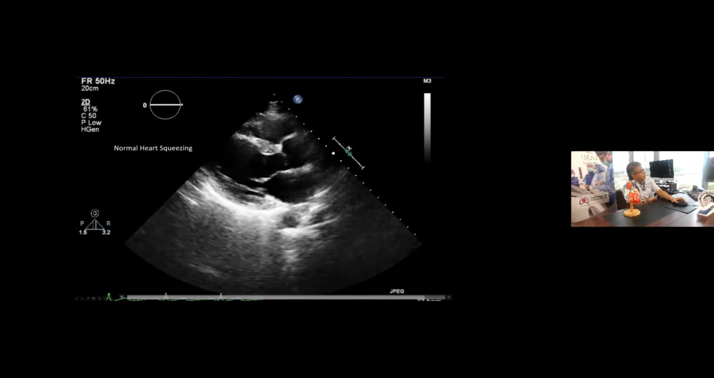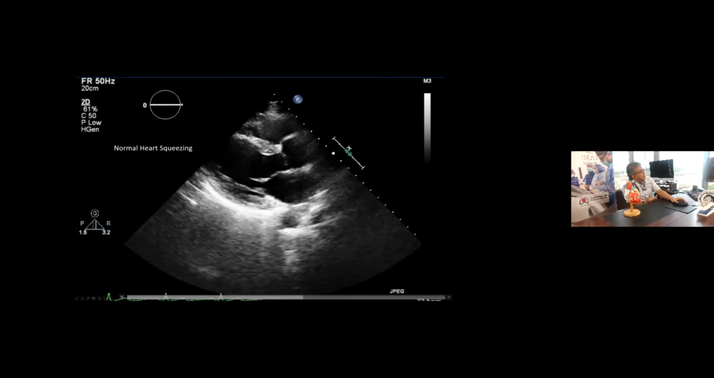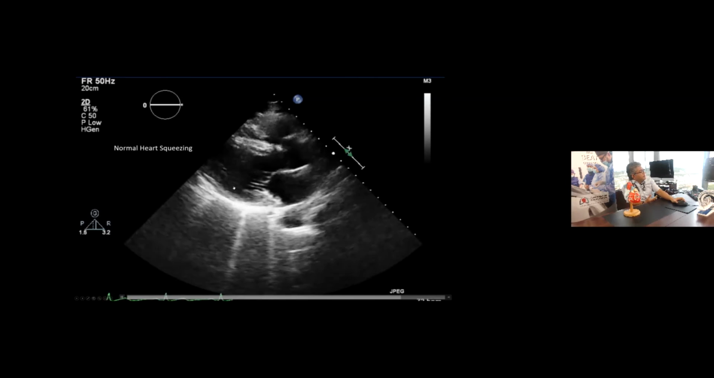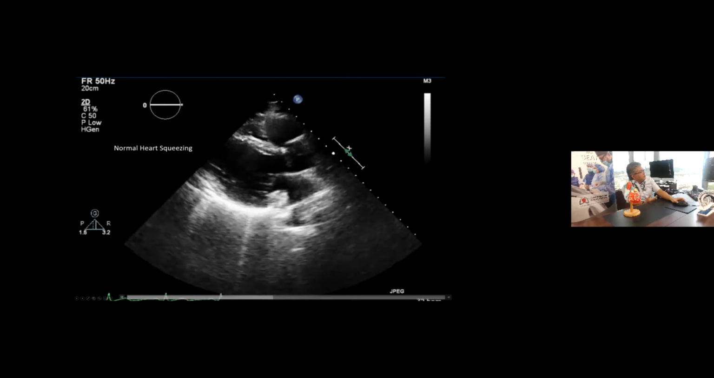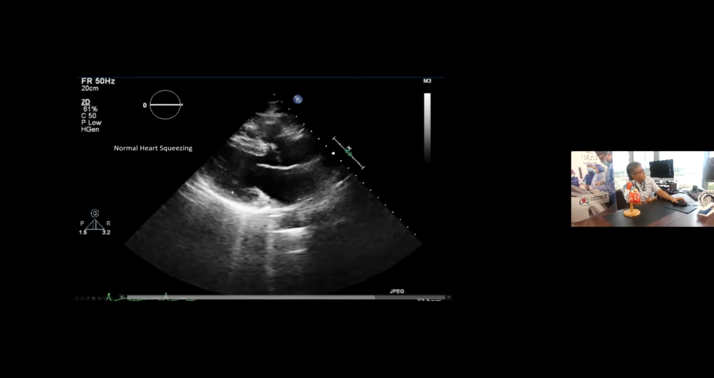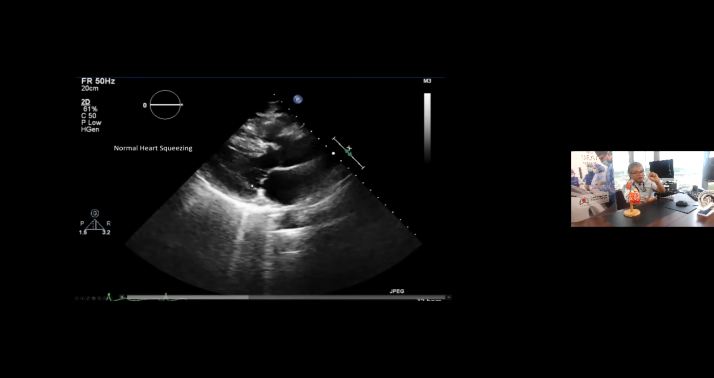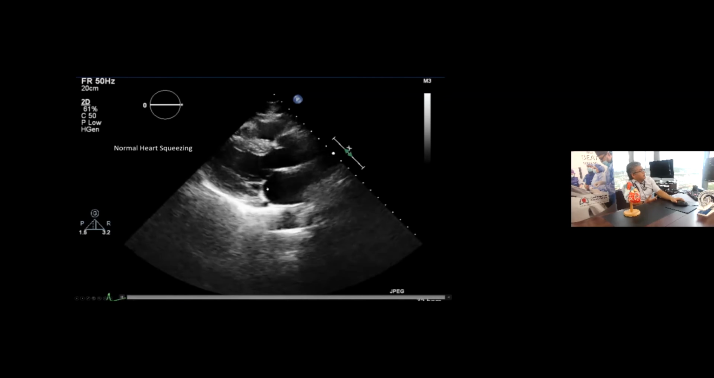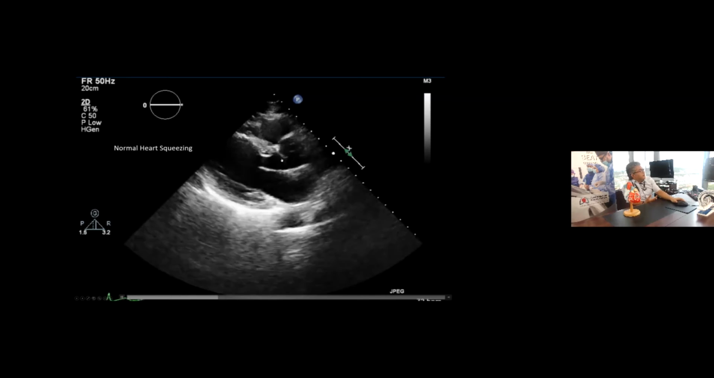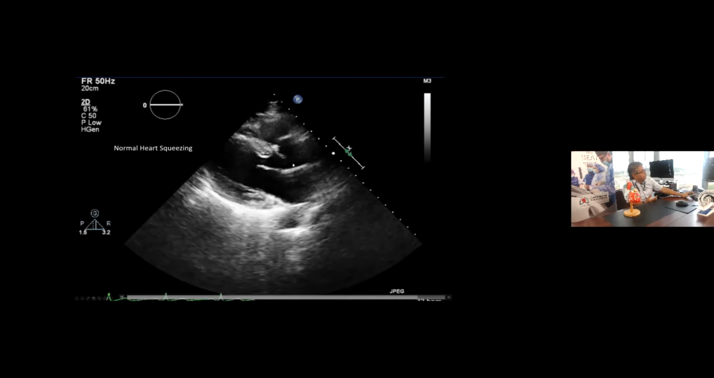We can look at the walls. This is the main chamber of the heart. We call this the left ventricle. This is the front wall of the left ventricle. This is the back wall. And it's important that we can see that all the segments are squeezing normally. So everything's squeezing nice and synchronous. This is the mitral valve here, opening and closing. This is the aortic valve, opening and closing. So all of this seems to be functioning normally.